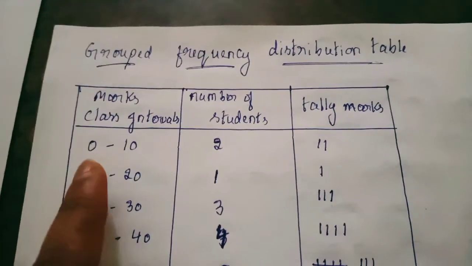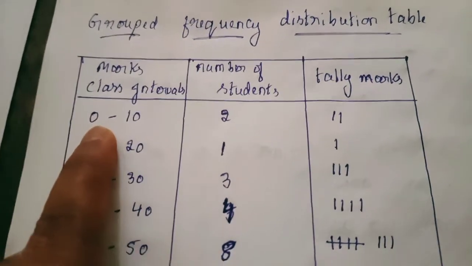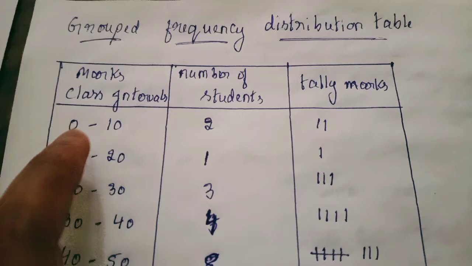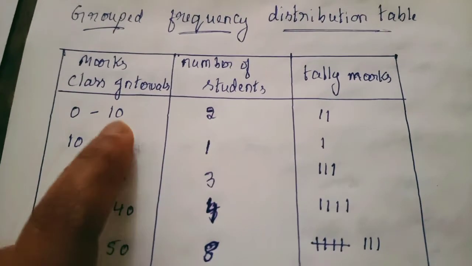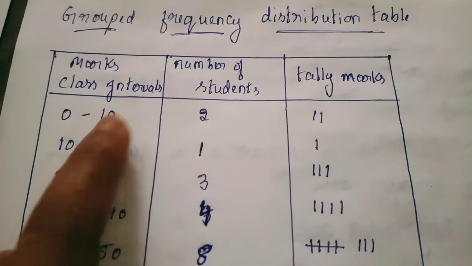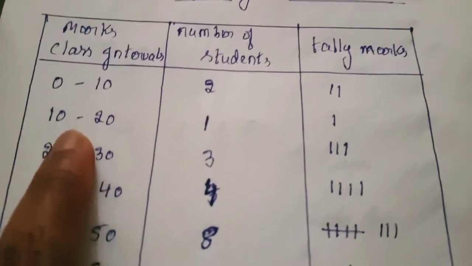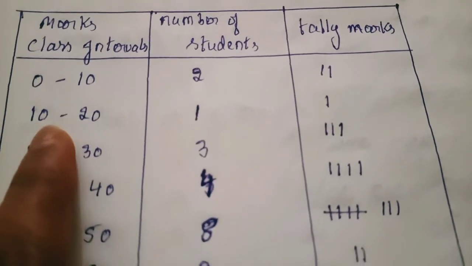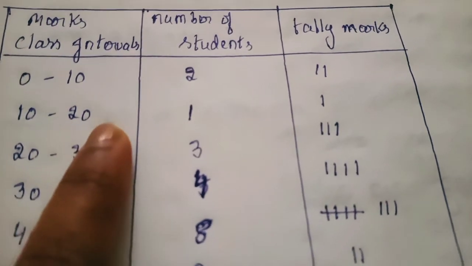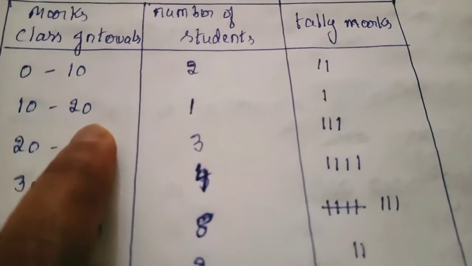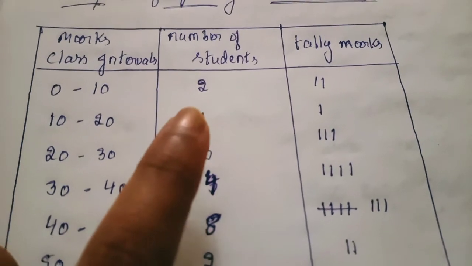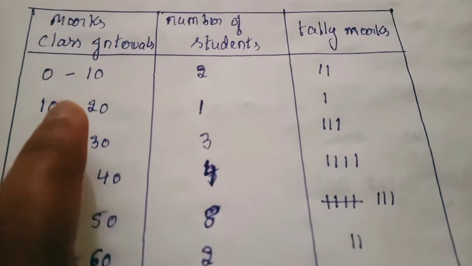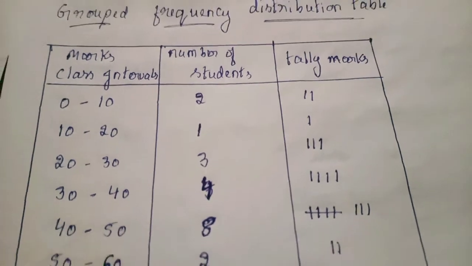So in this table, what is the class mark? Lower limit is 0, upper limit is 10. 0 plus 10 divided by 2 is 5. 5 is the class mark of this class interval. For the second, lower limit is 10, upper limit is 20, 10 plus 20 is 30, 30 by 2 is 15. So we can find the class mark for each class interval.